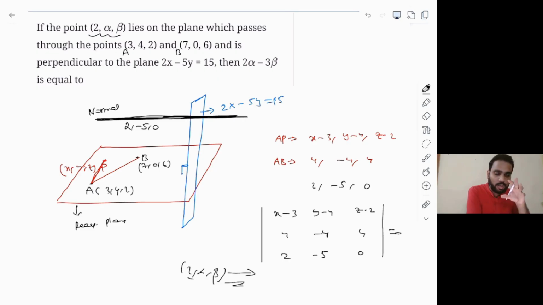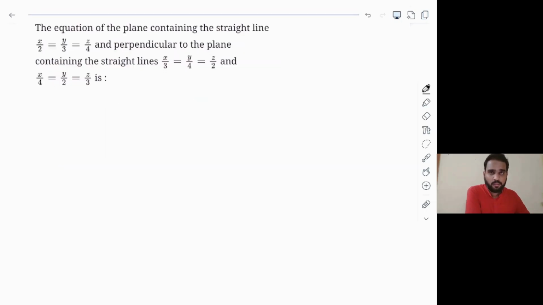Okay, and once again, what's the simple reason? That AP line and AB line are already in the same plane. Moreover, that normal line to the perpendicular plane is exactly parallel to the required plane. And as I told, the DRs you will take are either of the lines which are lying in the same plane or also a parallel line. And that's how I will do this question. Okay, let's take the next question.